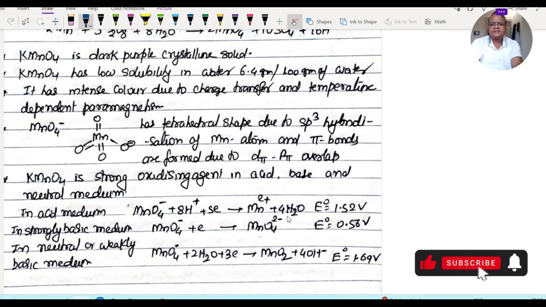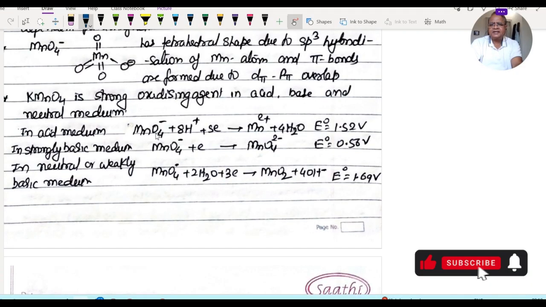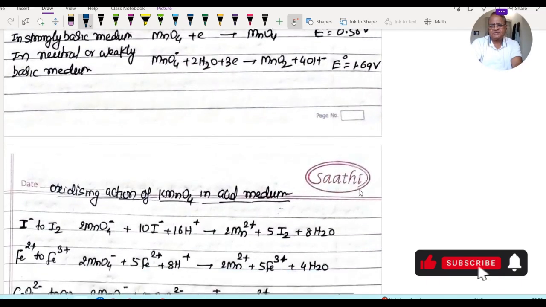MnO4- has tetrahedral shape, sp3 hybridization of manganese atom, and the pi bond is formed by d-pi p-pi bonding. KMnO4 is a strong oxidant in acid, base and neutral medium. In acid medium, MnO4- is reduced to Mn2+, E0 is 1.52 volt. In strongly basic medium, MnO4- is reduced to MnO4 2-, E0 0.56 volt. In neutral medium, MnO4- is reduced to MnO2, E0 is 1.69 volt.